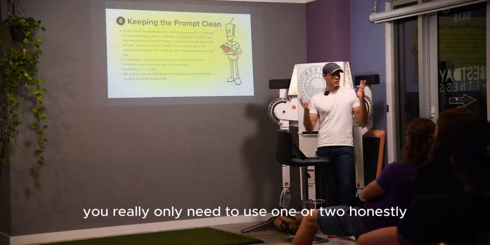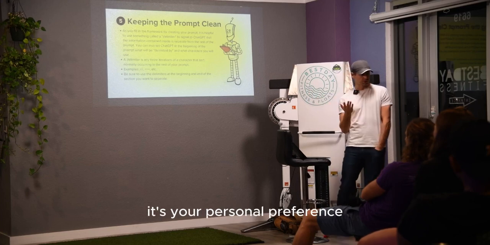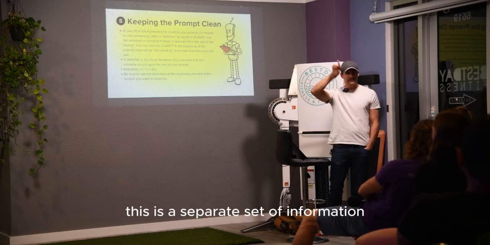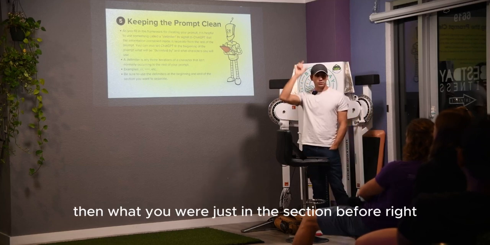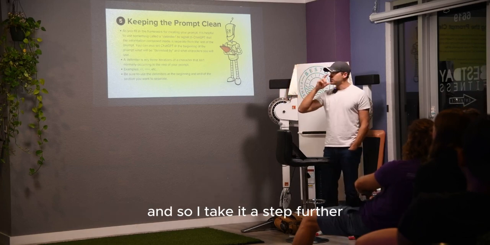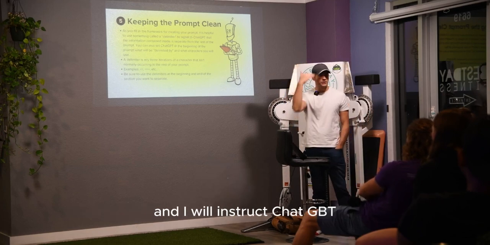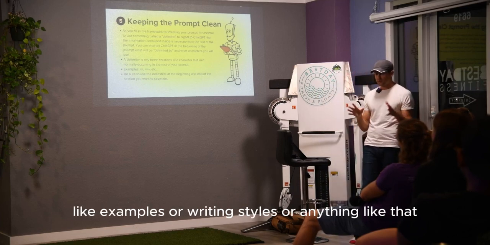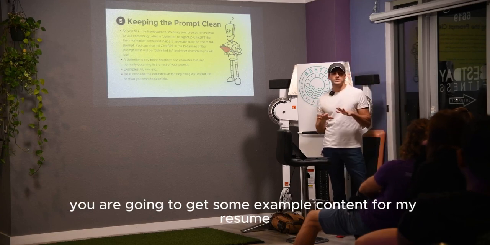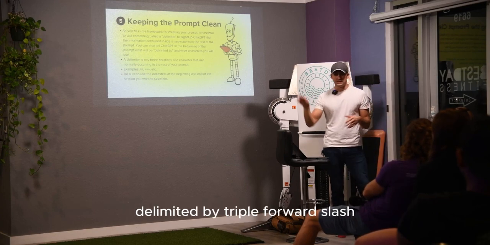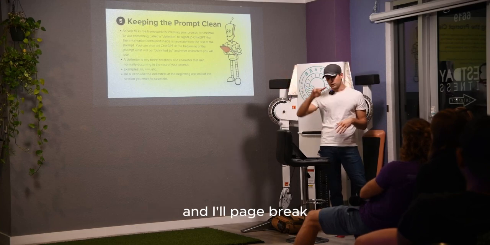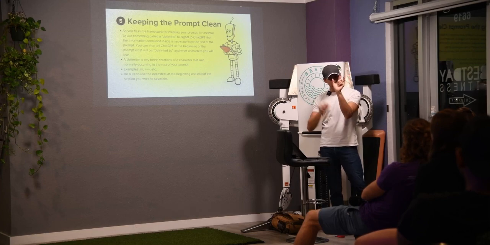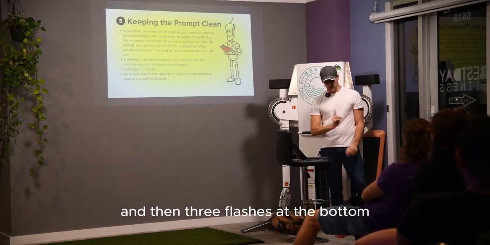You really only need to use 1 or 2 different kinds, honestly. It's your personal preference. But using these things is signifying to ChatGPT, this is a separate set of information than the section before, right? And so I take it a step further and I will instruct ChatGPT, if I'm going to include information like examples or writing styles, I will say, below you are going to get some example content from my resume, delimited by 3 slashes. And I'll page break and I'll do the 3 slashes. And then I'll put example resume content, paste, and then 3 slashes at the bottom.